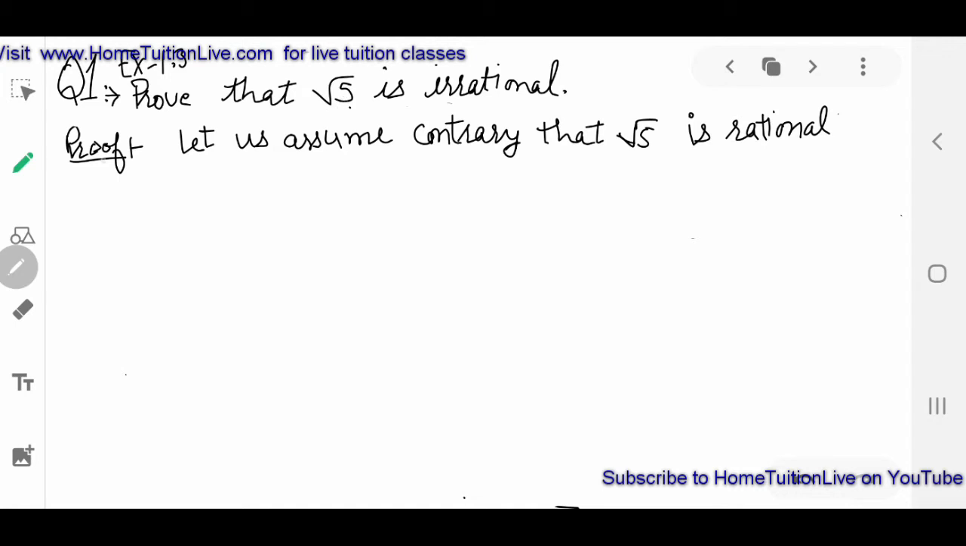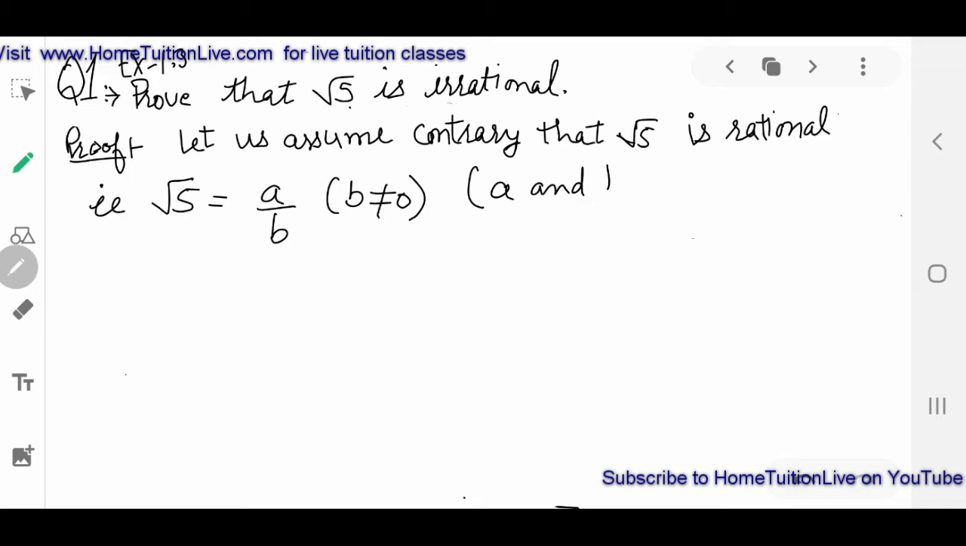So if root 5 is rational number, then we can write this number as a by b, where b is not equal to 0, and we assume that a and b are co-prime numbers. Co-prime numbers are numbers having 1 only as a common factor, only 1. Okay. Now here is the equation.